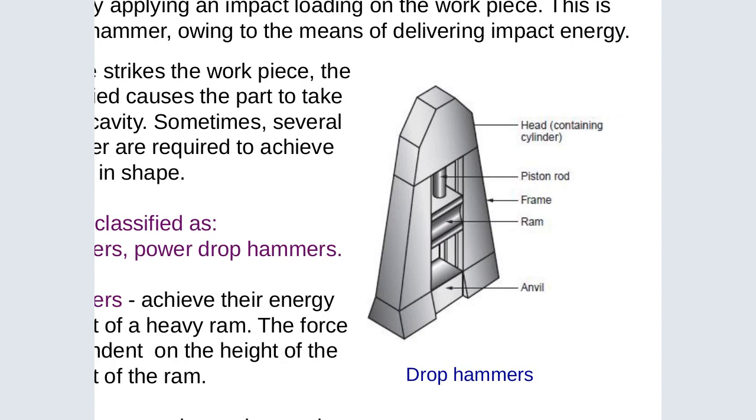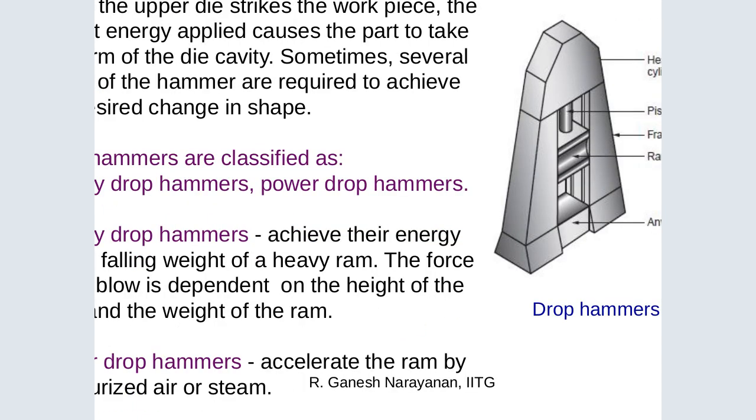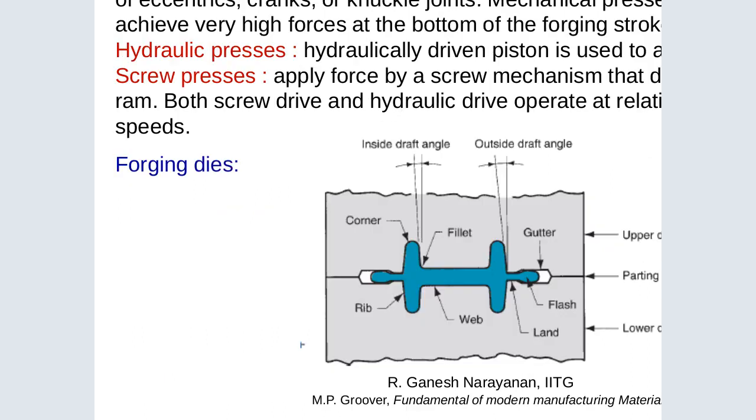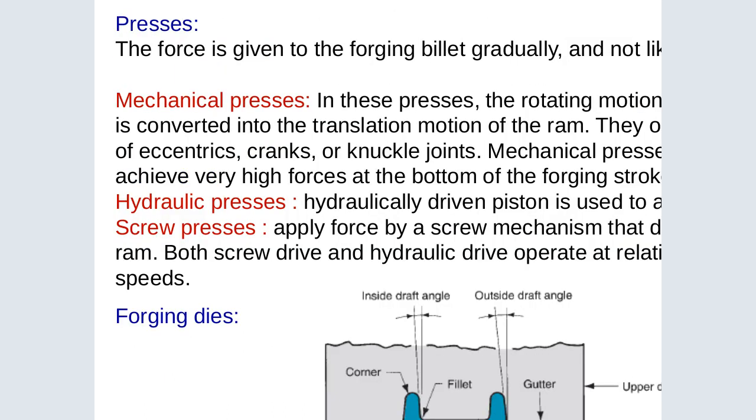So this is the anvil. The ram is there, the piston rod, and the head containing the cylinder. It is pressed down and it makes shapes on a workpiece that comes in. That is a drop hammer. Gravity drop hammers achieve energy by the falling weight of the heavy ram, so the force of the blow depends on the drop height of the ram. Power drop hammers accelerate the ram by pressurizing air or steam.